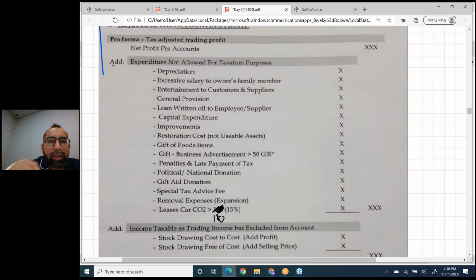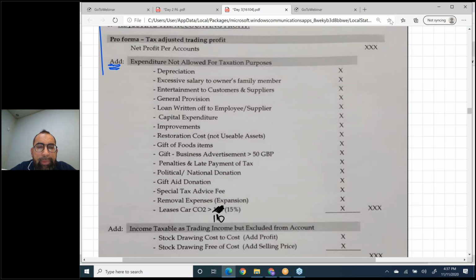Add back, let me read the full name: add back all those expenses which are allowed in accounting but not allowed in tax as a trading income deduction. There are expenses which the accountant has already booked, already deducted from the accounting P&L. But when you go to the tax department, they say get out, we don't allow. So obviously we have to add back. And there is a big list which you can see. Open your eyes. Accounting depreciation, entertainment of customers and suppliers, general provision, political donations, gift aid donations, special tax advice, many things are not allowed. Capital expenditures like improvement are all not allowed, and all not allowed things you have to add back.